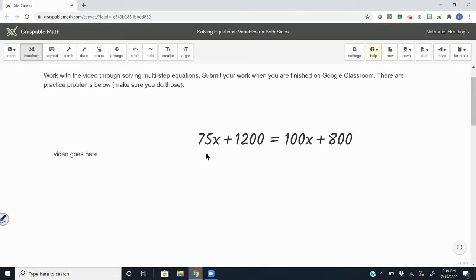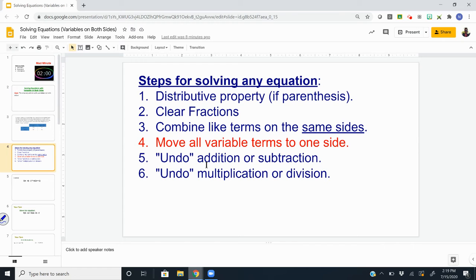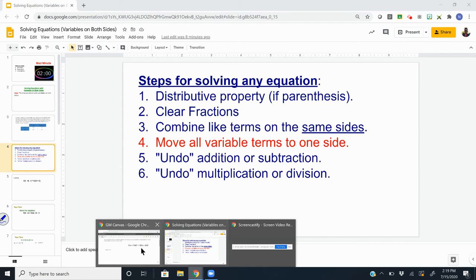So I've inserted my equation. I'm going to go ahead and solve it. Now, if I'm looking at the steps that we just had, I see here that I can start with distributing, clearing fractions, combining like terms, all that stuff. So I'm going to start by looking for it.